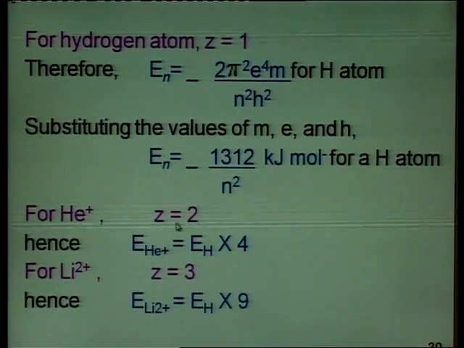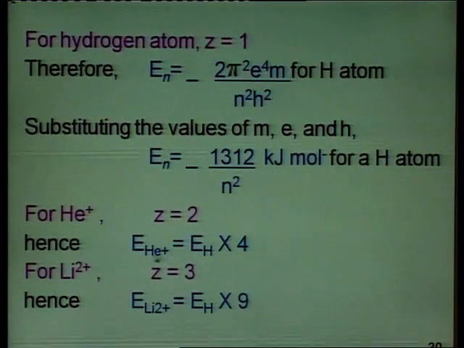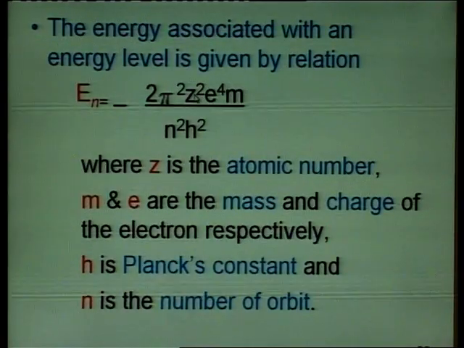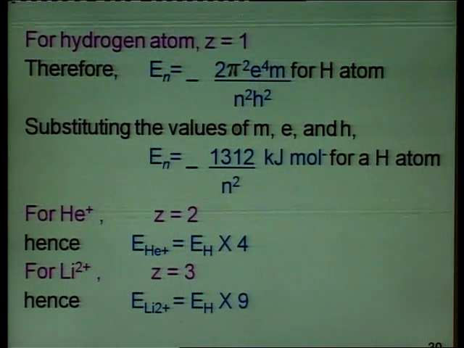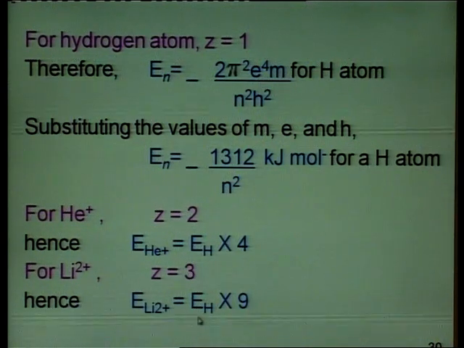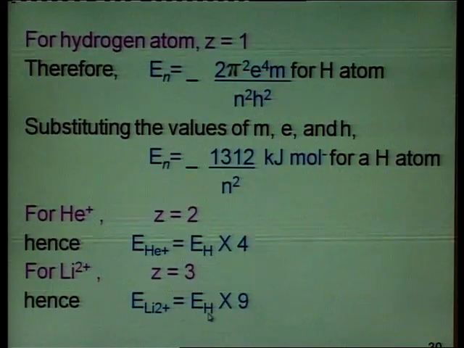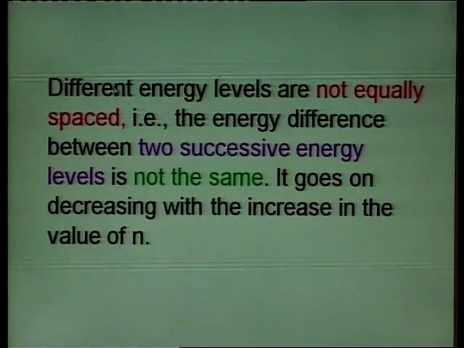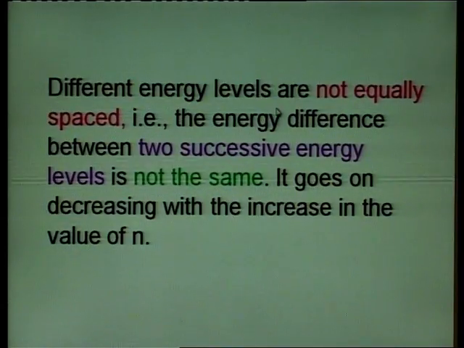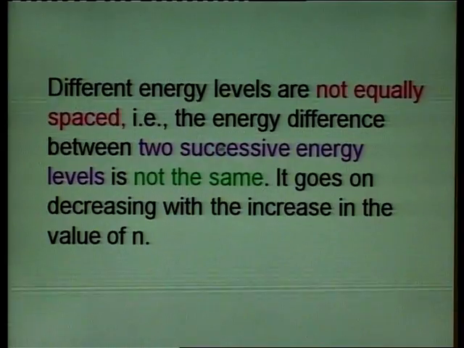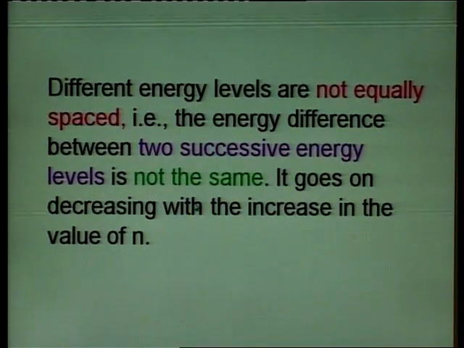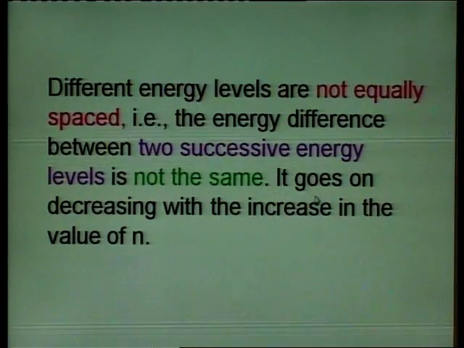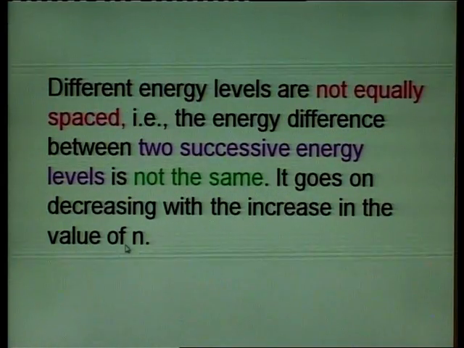Then for helium atom z is 2. So, the energy will be the energy of hydrogen into 4 because it is z square, so we will multiply it by 4. For lithium, it will be the energy of hydrogen into 9. The different energy levels are not equally spaced. That is, the energy difference between two successive energy levels is not the same. It goes on decreasing with the increase in value of n.